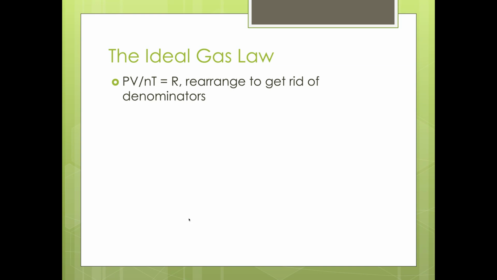Let's first of all rearrange the equation to get rid of denominators, because denominators are a whole big pain in the butt. So let's multiply both sides by nT to get rid of the denominators, and we get PV equals nRT, otherwise known as PiVnErT, the ideal gas law.